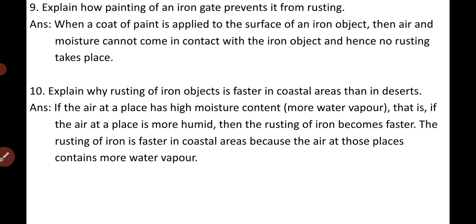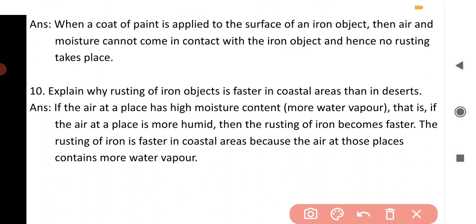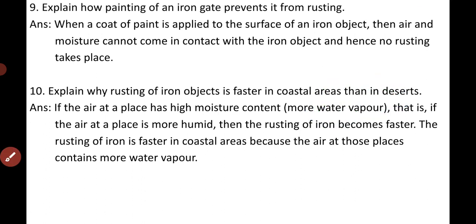that is, if the air at a place is more humid, if moisture content is more, then water vapor is more, then humidity is more. Then the rusting of iron becomes faster, because water vapor is involved. So water vapor leads to rusting. Clear? So the rusting of iron is faster in coastal areas because the air at those places contains more water vapor. Simple answer, question number 10. Let's move to the next question, question number 11.